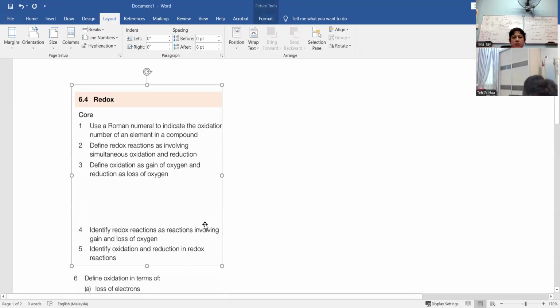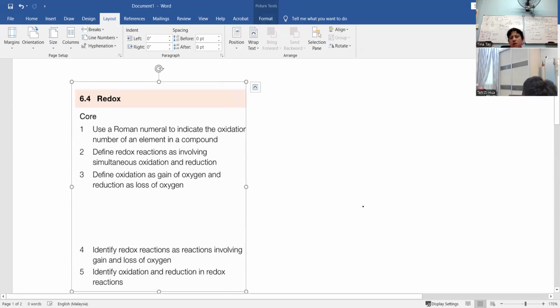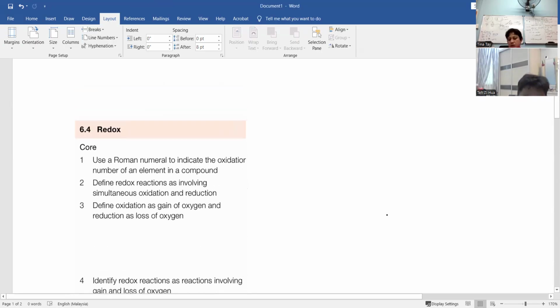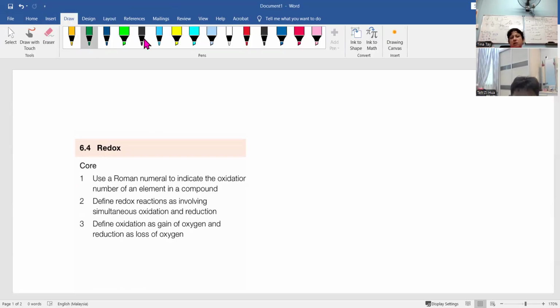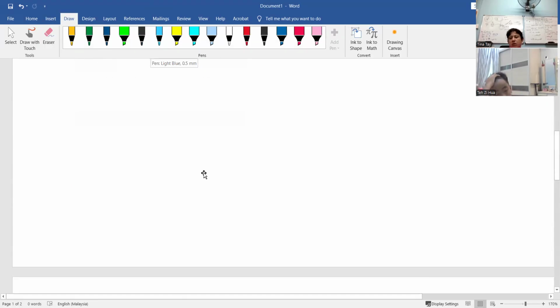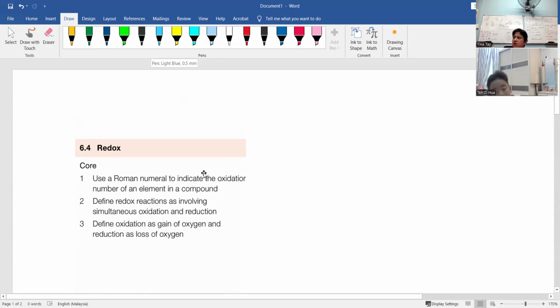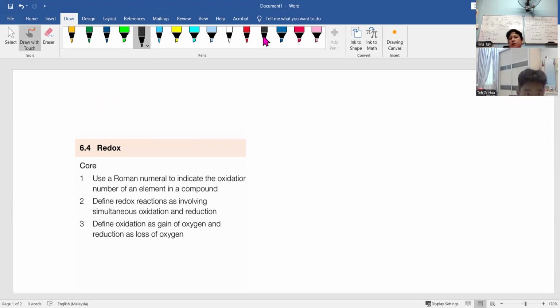Now, oxidation number is a number given to indicate whether something has received, released, or needs to receive, release, or gain electrons. Okay? Now, the key word that you're going to learn in this chapter is something called redox.